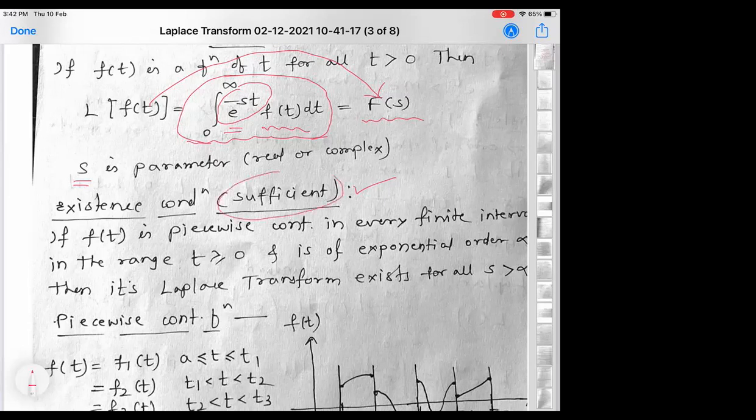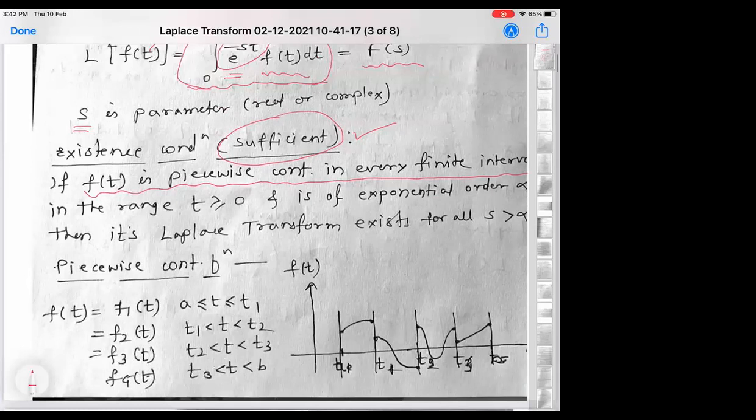For that, this is a sufficient condition. That is, if f of t is piecewise continuous in every finite interval. Piecewise continuous means partwise continuous. After some part it is discontinuous, then in the next part it is continuous. So it's like this. This is the graph of a piecewise continuous function, in every finite interval in the range t greater than or equal to 0. So only the positive part of t, and is of exponential order alpha, then its Laplace transform exists.